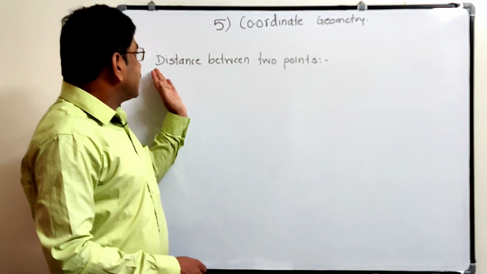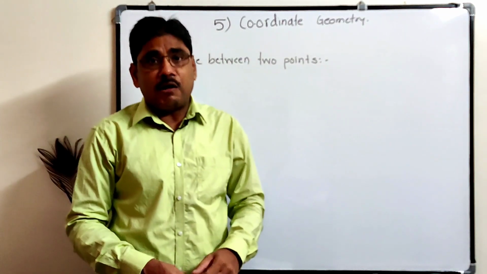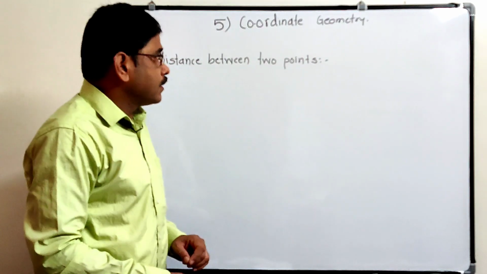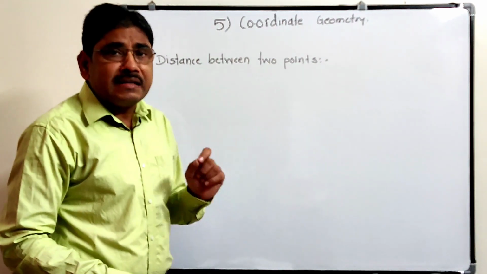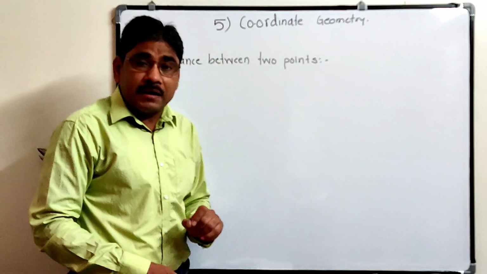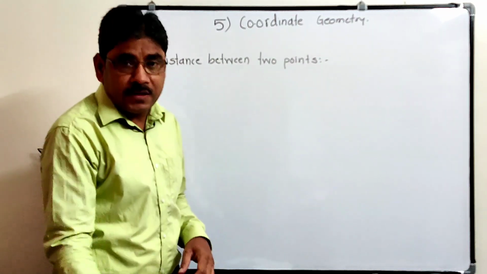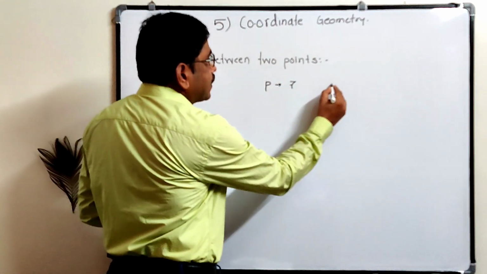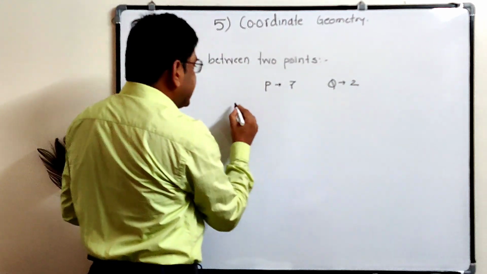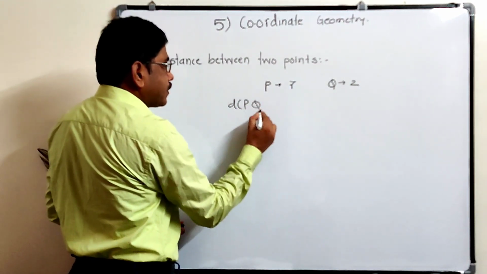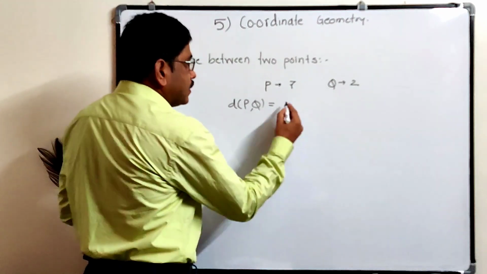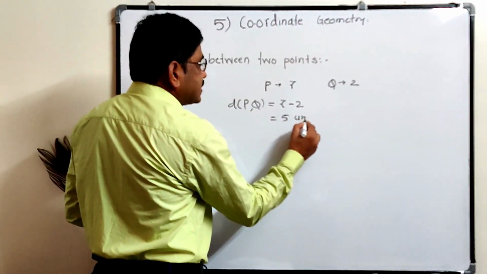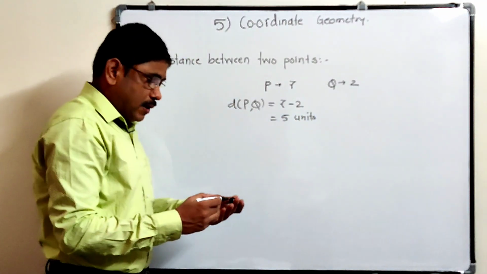In 9th standard, the first point is distance between the 2 points. How to find the distance between the 2 points? In 9th standard, we studied how to find the distance between the 2 points. But those points are on the number line. So the coordinates of those points are given. If the coordinate of P is 7 and Q is 2, then distance PQ is equal to the larger coordinate minus the smaller coordinate, which is equal to 5 units. That is the distance between the points P and Q.